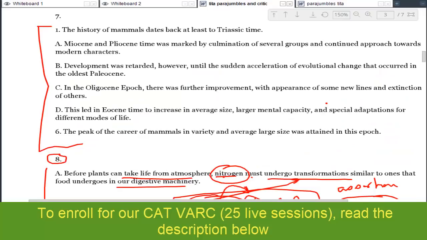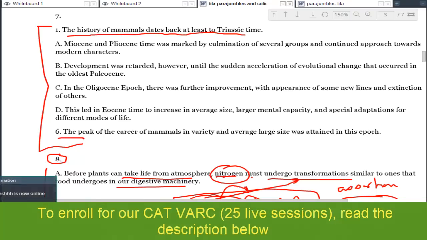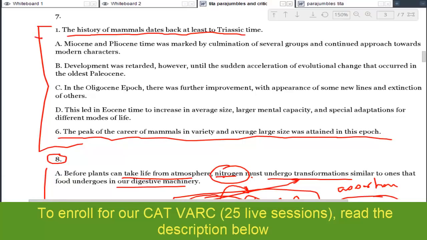It's a good question. So in this one, statement 1 is a fixed statement and statement 6 is the fixed last statement. So we know that in this arrangement, statement 1 will act like the opening sentence and statement 6 will act like the ending sentence. Now it says here, the history of mammals dates back to at least Triassic time. After this, I don't know what exactly will be the choice. But then there is a hint, as I told you a short while back, that pronouns play a very important role in connecting the sentences.